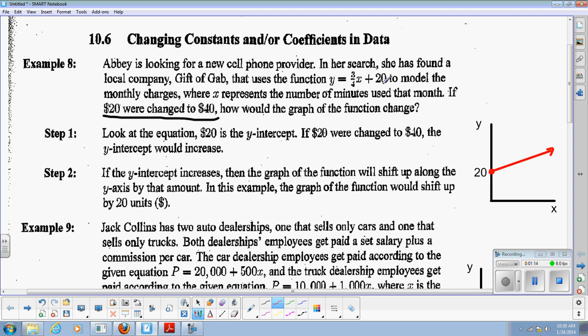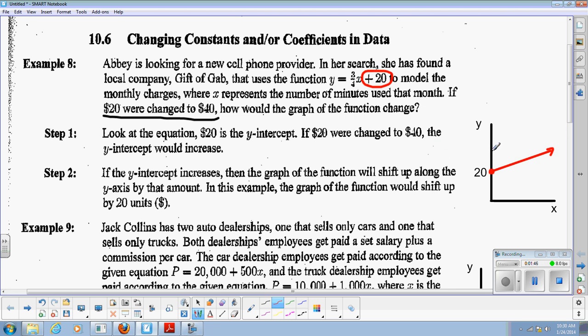All right, so what you're looking at is this 20 right here. This is your y-intercept. They're saying if this changes to 40. Let me show you over here to the right. Take a look. I have a graph over here that models that equation y equals 3/4 x plus 20. Plus 20 is your y-intercept. Notice I have a dot over here on the y-axis right at 20. And they're asking you, how would this graph change if the 20 would become a 40?